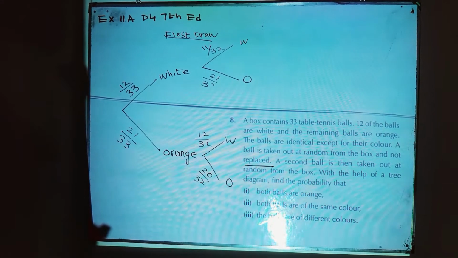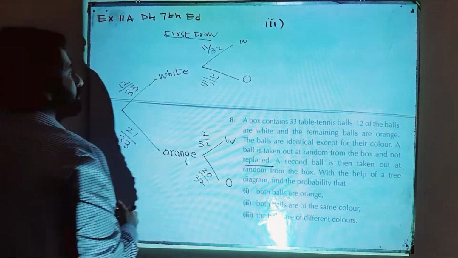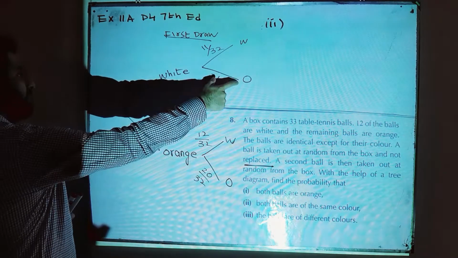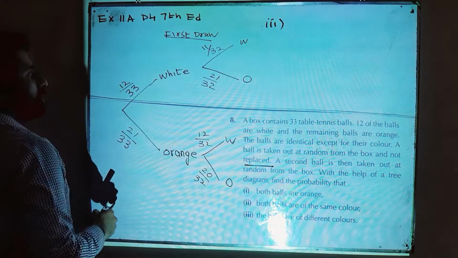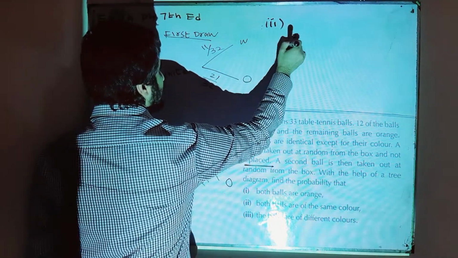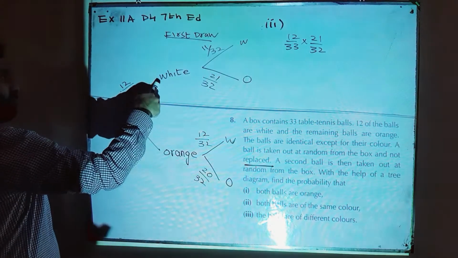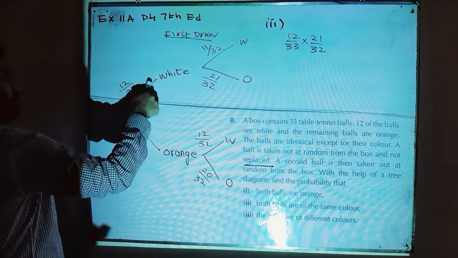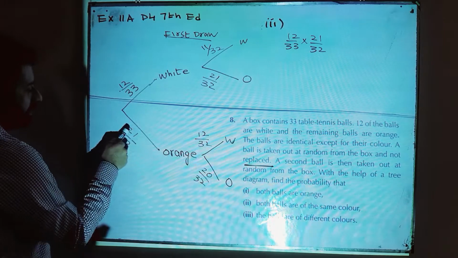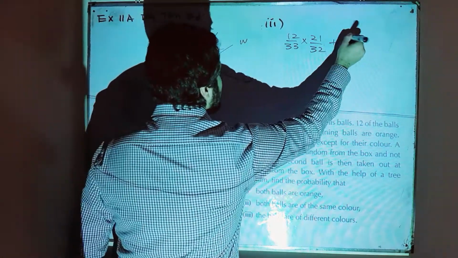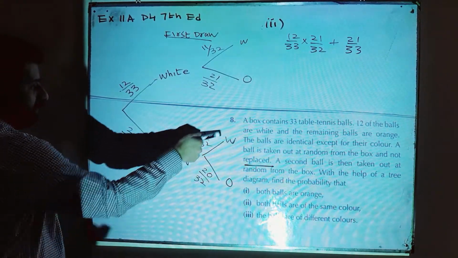And case number 3 is both balls are of different color. First one is white, then second one is orange, different color. 12 over 33 into 21 over 32. This is the case when both are of different color. First one is white, second one is orange. And the second case is orange and white, 21 over 33 into white 12 over 32.